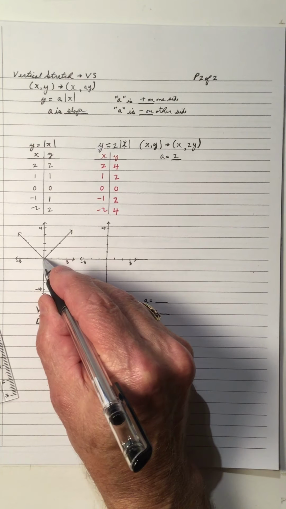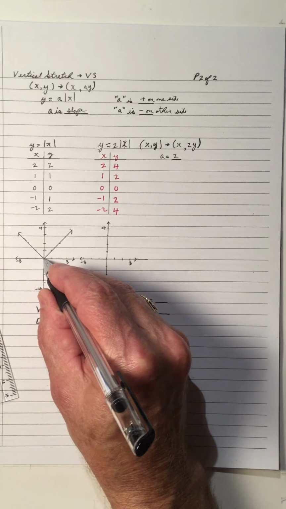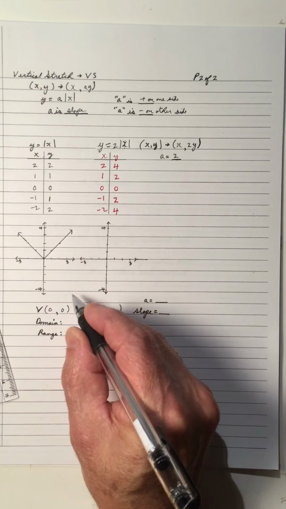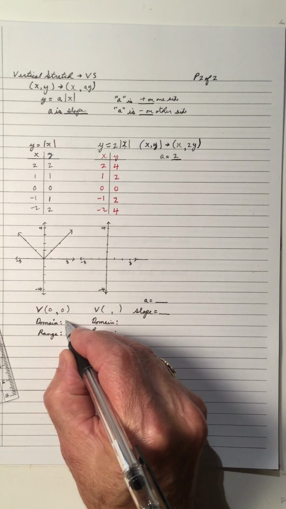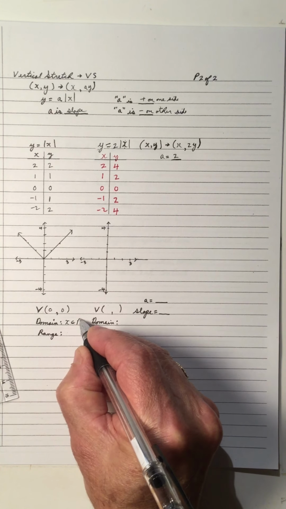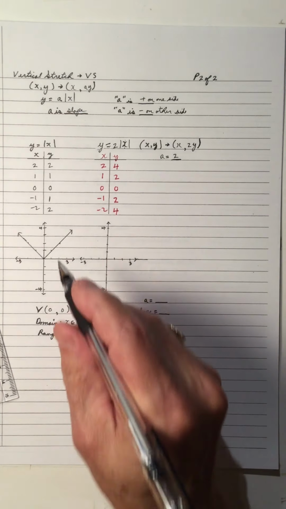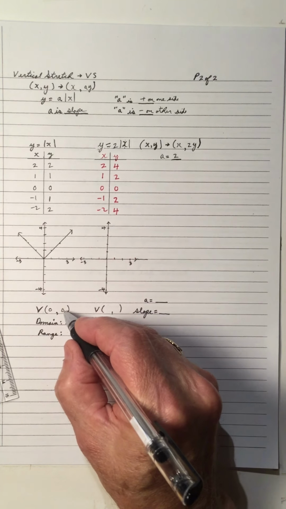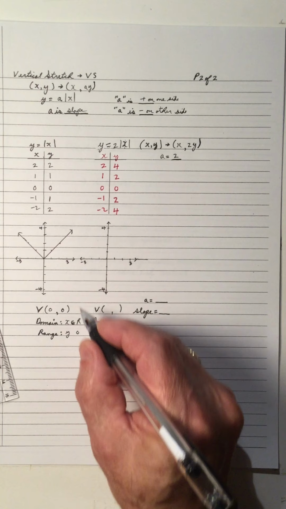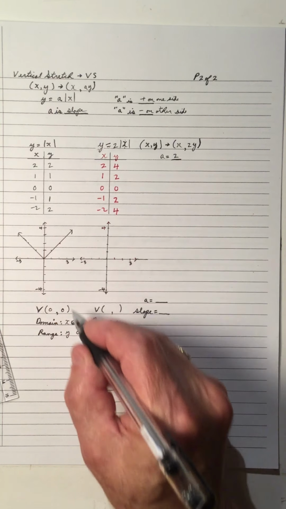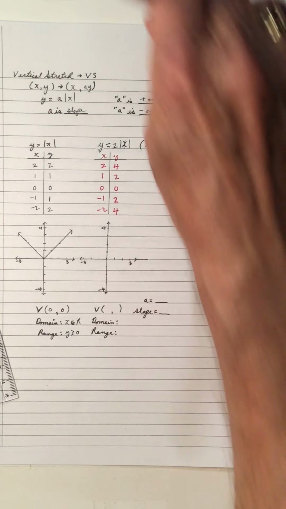Notice this is the basic graph. The vertex is (0, 0). The domain of the absolute value is x belongs to the real numbers, but the range is the y value. Since the vertex is 0, the y value starts at 0 and this graph is going up, so y is greater than or equal to 0 for this graph.